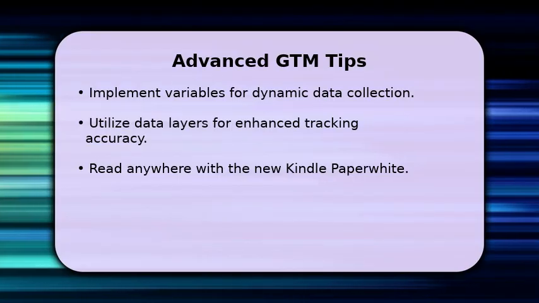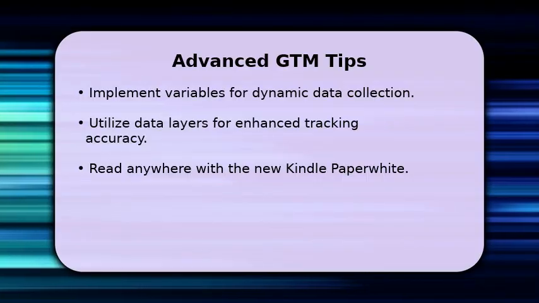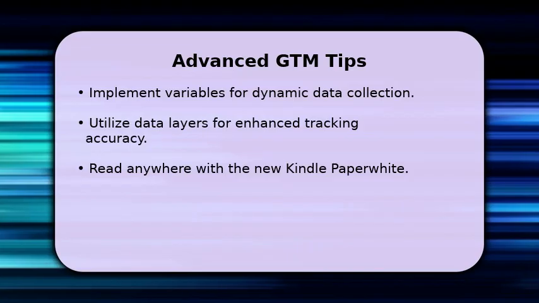To take your tracking further, explore advanced GTM features. Custom variables allow you to capture dynamic information from your website, like product ID or user types. Implementing a data layer provides a structured way to pass specific data directly to GTM, ensuring highly accurate and flexible tracking. This is especially useful for e-commerce or complex user interactions.